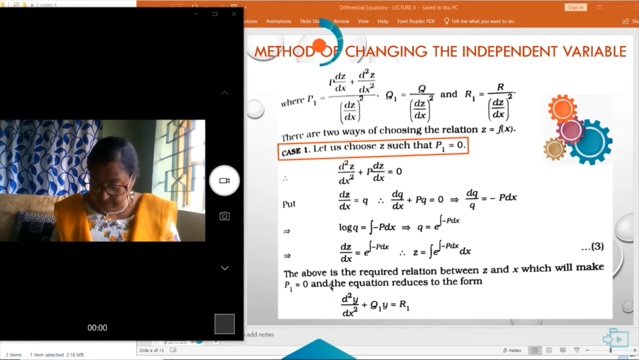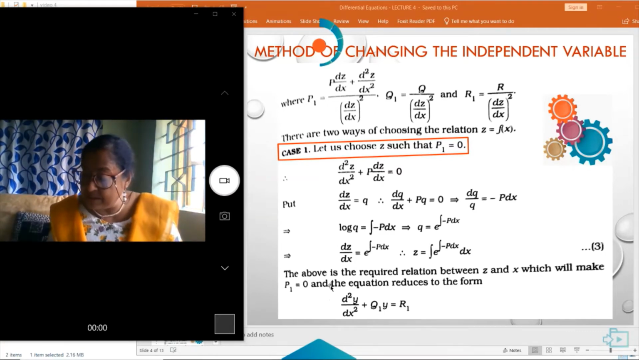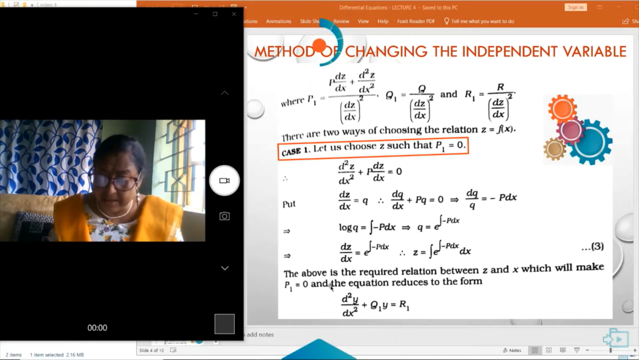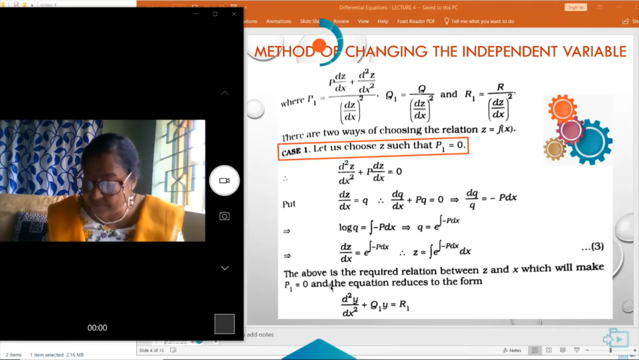See the differential equation here, d2y by dz square. Previously it was d2y by dx square. Then p1 dy by dz, that is, the independent variable x has transformed into the independent variable z. So the method of changing the independent variable is applied, where p1, q1 and r1 are given.